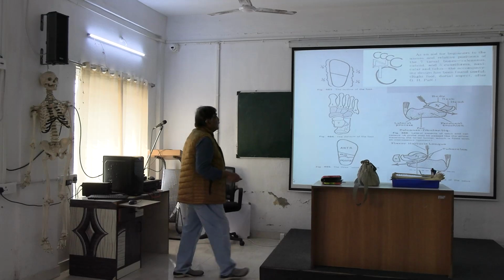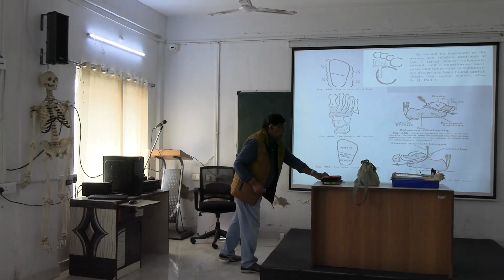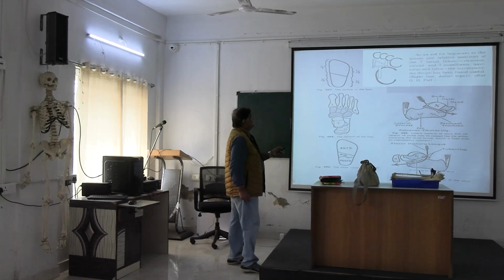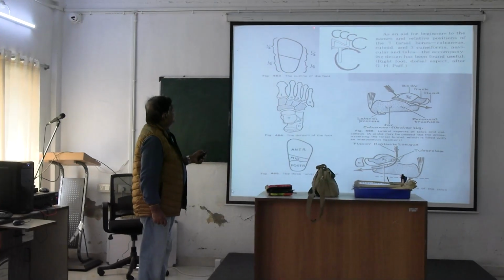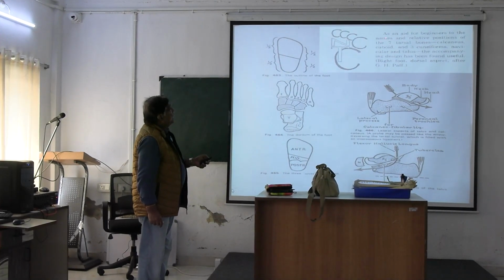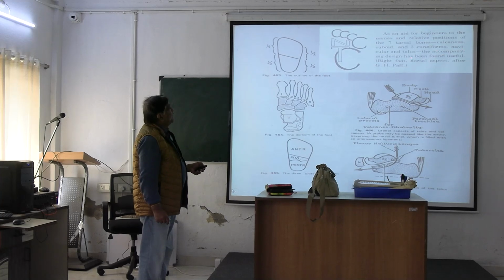Now this is the thing that I want to tell you. See this picture. You divide the foot in half, outline of the foot. These are the bones. Now, as an aid for beginners to the names and relative position of the 7 tarsal bones: calcaneus, cuboid, and 3 cuneiforms, navicular and talus. And the accompanying design has been found useful, right foot, dorsal aspect.